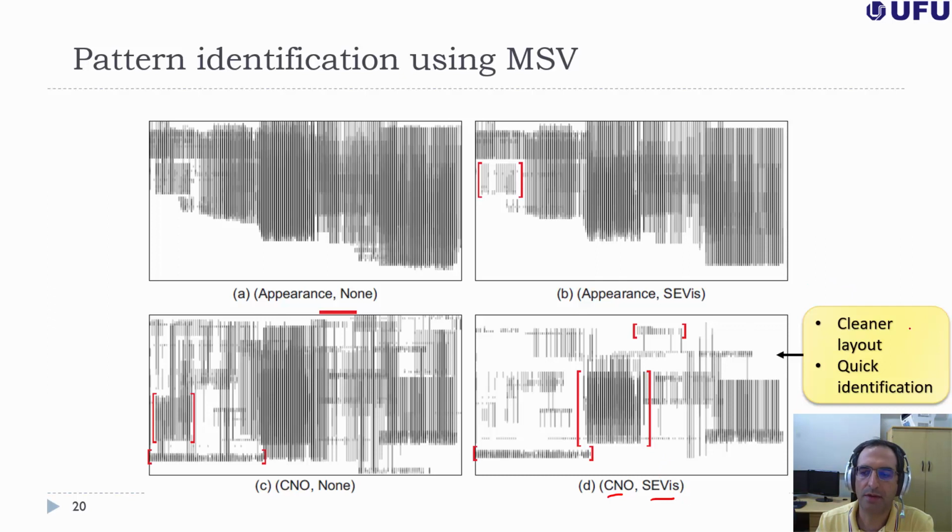The layout is now cleaner, and this allows us quick identification of important patterns in the network. So with this combination, we obtain a significant improvement in the visualization and in the pattern identification tasks in MSV.